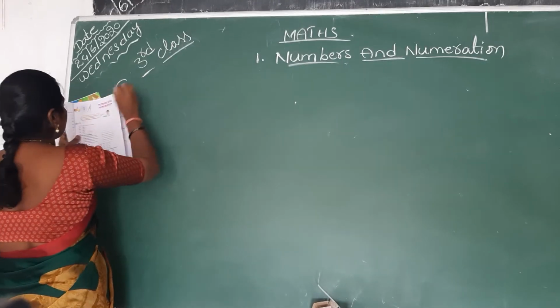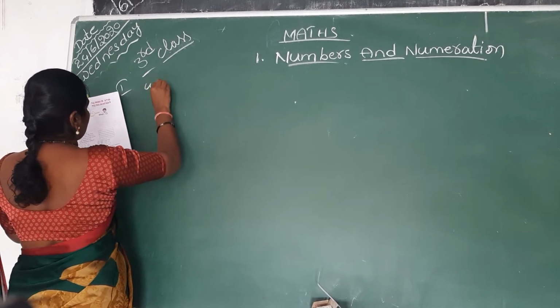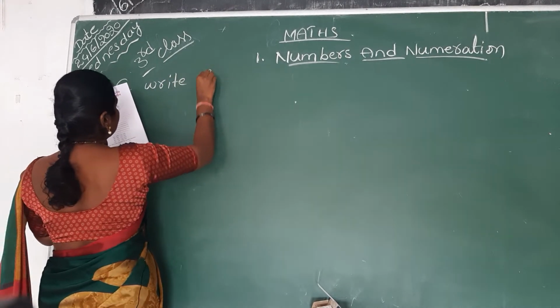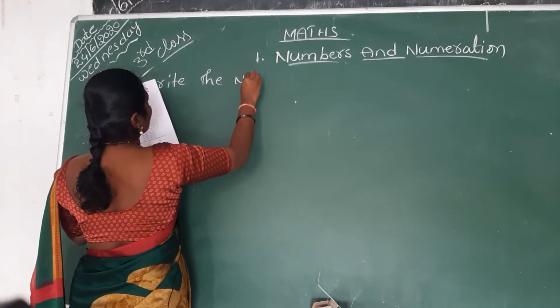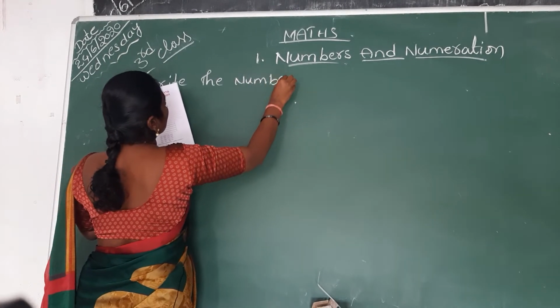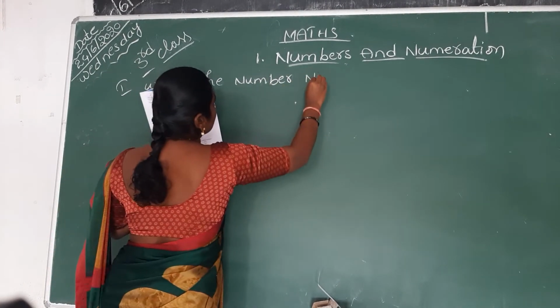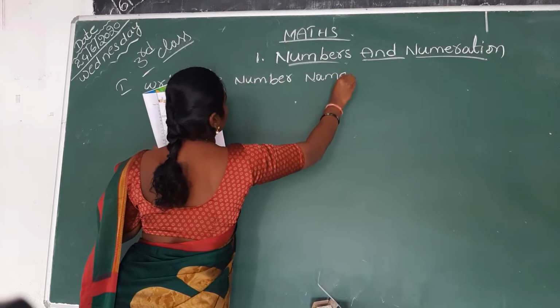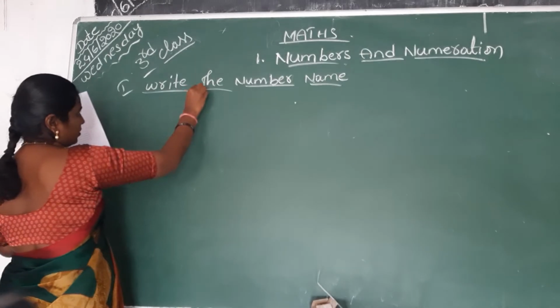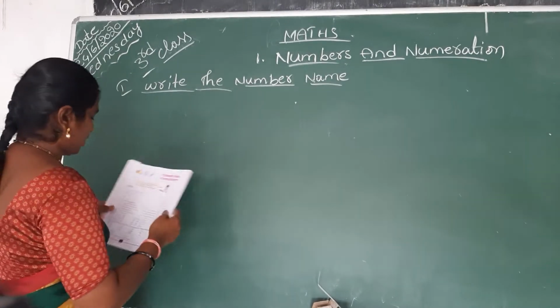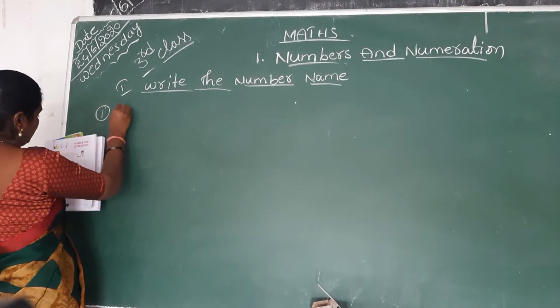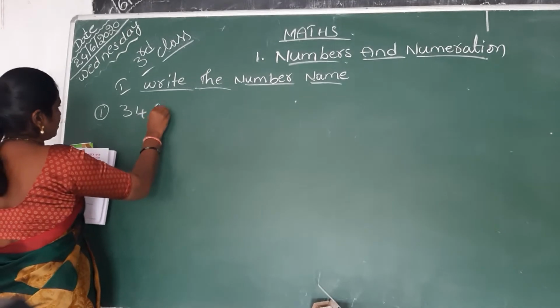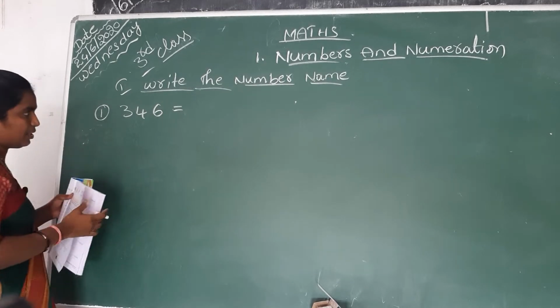So first bit is write number name. Here given some numbers. For those numbers you have to write the number name. First one, 346. So you have to write the number name.